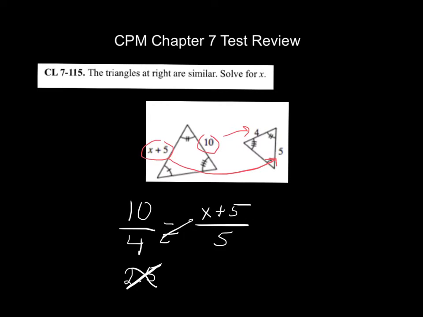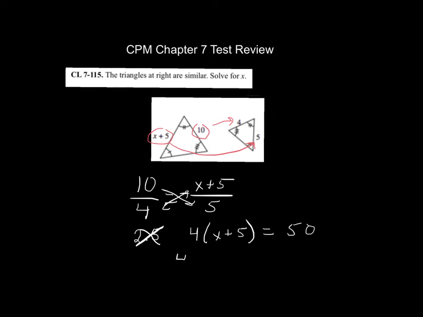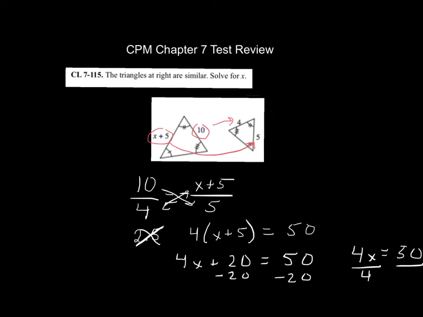Right, so we do cross multiplication. So we have 4 times x plus 5, which is 4x plus 10, equals 10 times 5, which is 50. So we get 4x plus 20 equals 50. Minus 20. So 4x equals 30. Divide by 4 and you still get 7.5.